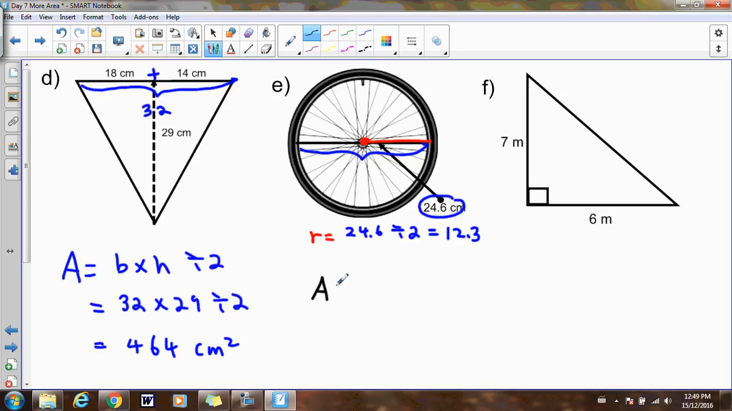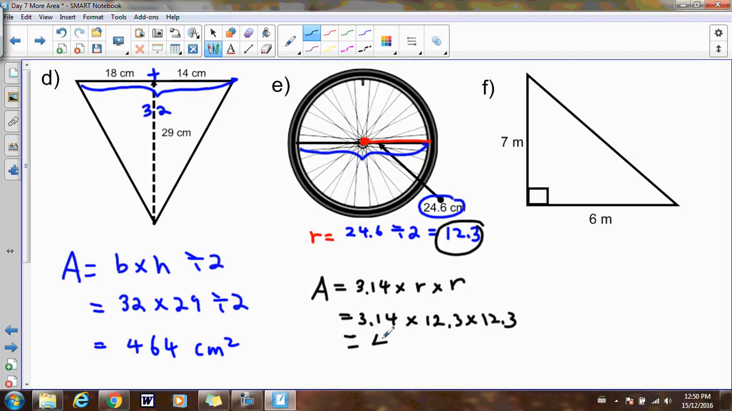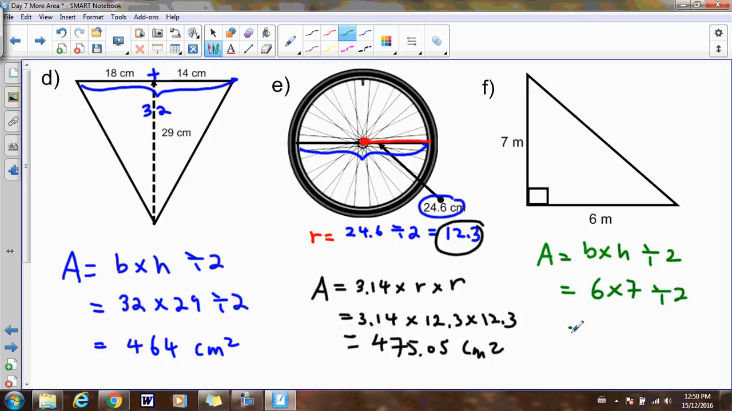And then we just use the formula again, so 3.14 multiplied by the radius multiplied by the radius, which is 3.14 multiplied by 12.3 multiplied by 12.3, because we just found that to be the radius, and we should get the answer 475.05 centimeters squared. The last one is another triangle, so we do base times height divided by 2. So base here is 6, the height is 7, divided by 2, you should get 21 meters squared.